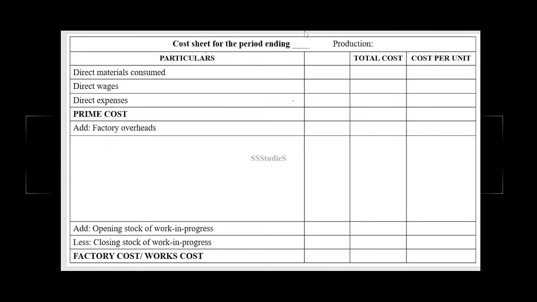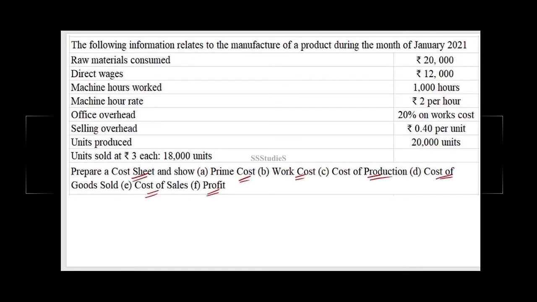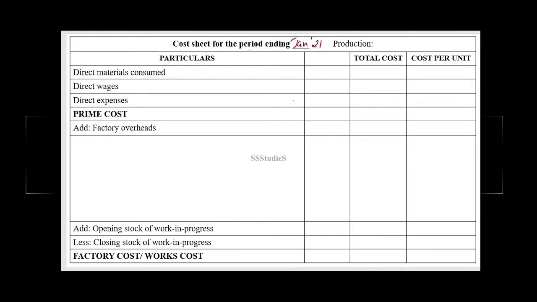So cost sheet for the period ending January 2021. Production, let us see, units produced is given, 20,000 units. Direct materials consumed, direct wages and direct expenses. If we add these three items, we get prime cost.